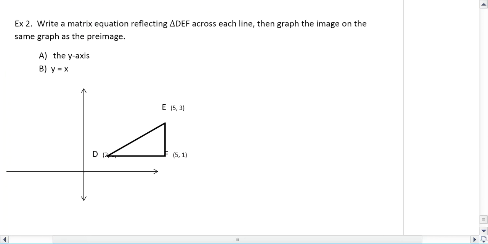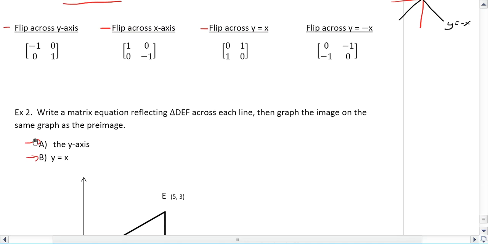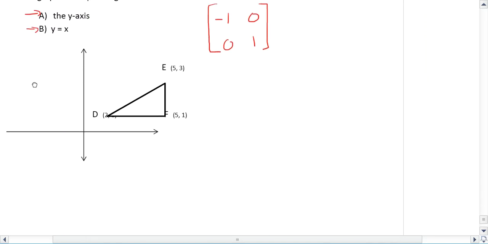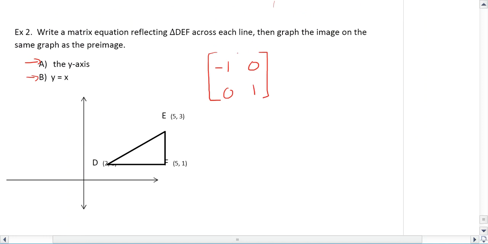So in our example, they say reflect DEF. We have two things. First, we're going to do part A. We're going to reflect it, flip it over the y-axis, and then we're going to flip it over the line y equals x. So let's select the correct matrix here to flip it across the y-axis. And I see that that is the -1, 0, 0, 1. So I'm going to put that down first because I have to left multiply. So now let's write the matrix of the triangle. Okay, that's not showing up real great, but I'll let you know what it is. So we want DEF.